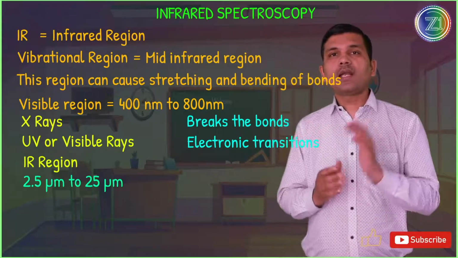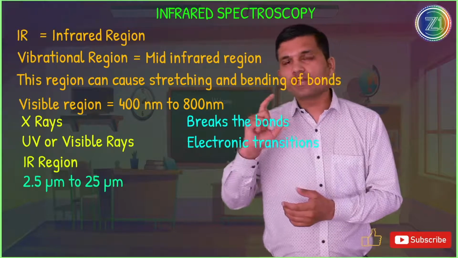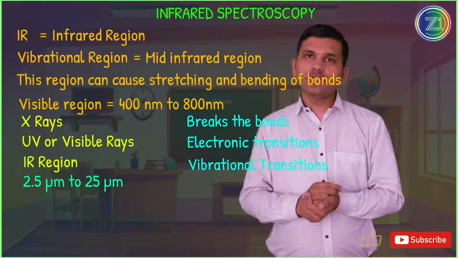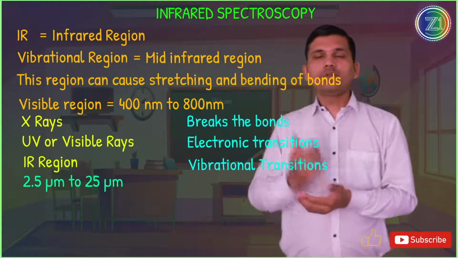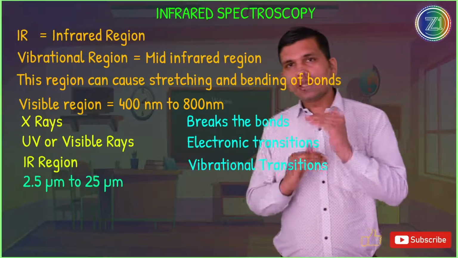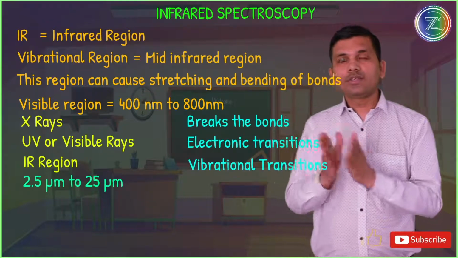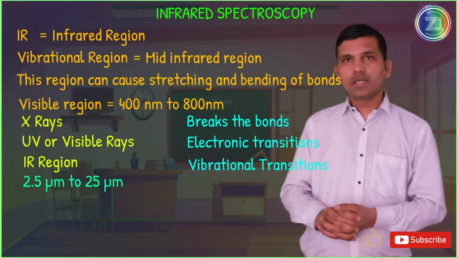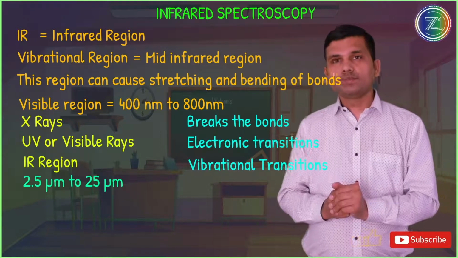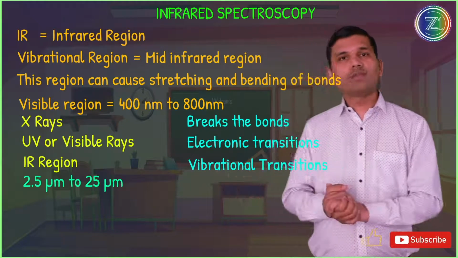This region can supply energy in such a way that there are transitions between vibrational energy levels. That means molecules can absorb the energy and get excited to higher vibrational energy levels, and when this excitation to higher vibrational energy levels occurs, there is stretching and bending of the bonds. The bonds can stretch or can show bending vibrations.